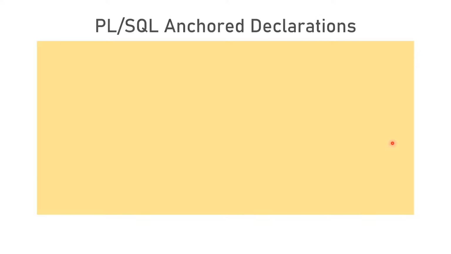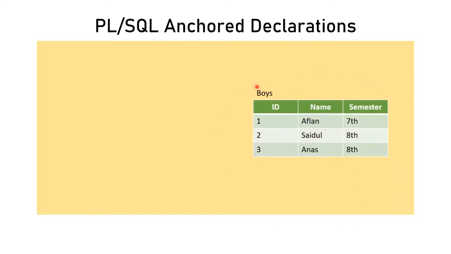Next, let's take a look at PL/SQL anchored declarations. To explain this topic, we will be taking the help of this table right here. The name of the table is boys. It has 3 columns, ID, name, and semester, and it also has some dummy data. Now, suppose that we want to declare a variable that will be able to store values from this name column into itself. Now, the problem is we do not know what the data type of this column is. Or another potential problem is that we do not know whether this name column will change its data type in the future or not.